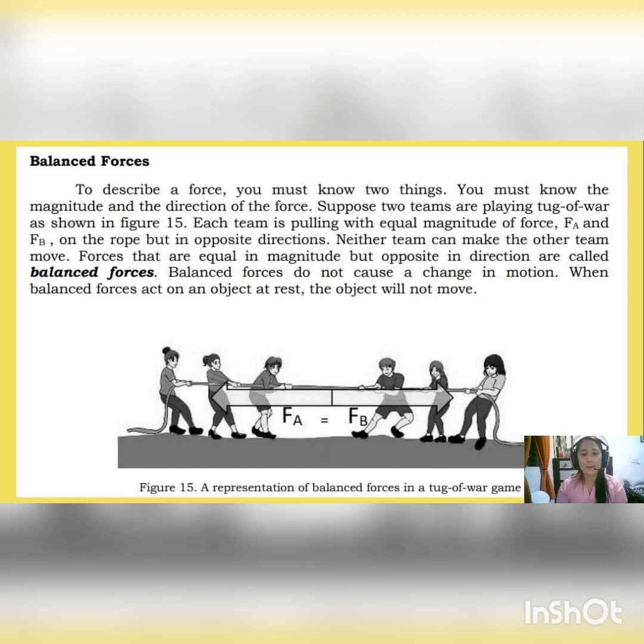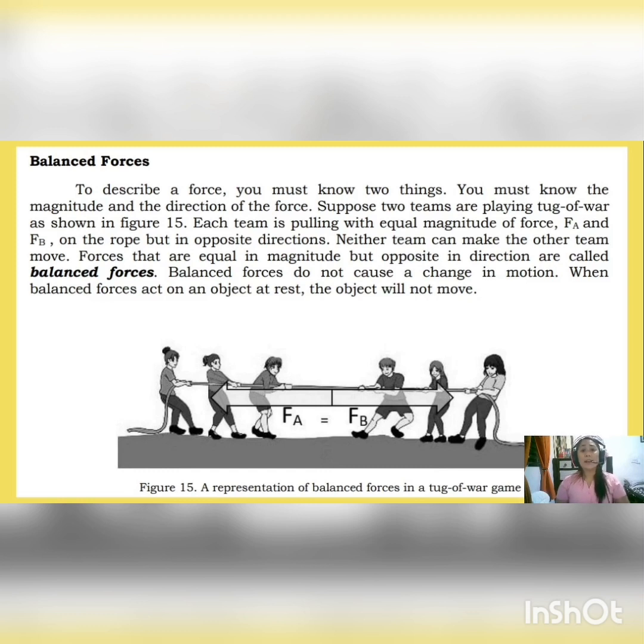Kasi mapapansin mo, walang gumagalaw sa kanila. Yung amount ng force na ina-apply ng group A is also equivalent to the amount of force applied by group B. Neither team can make the other team move. So, kahit na anong pull nila, hindi nila mahatak yung isa't isa. Ibig sabihin, equal na equal yung forces na ina-apply nila.